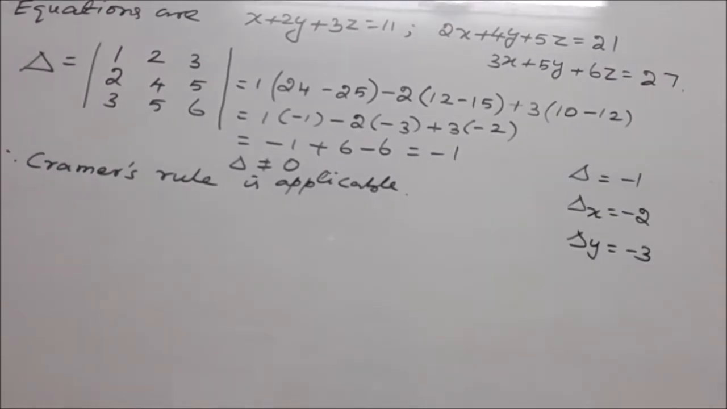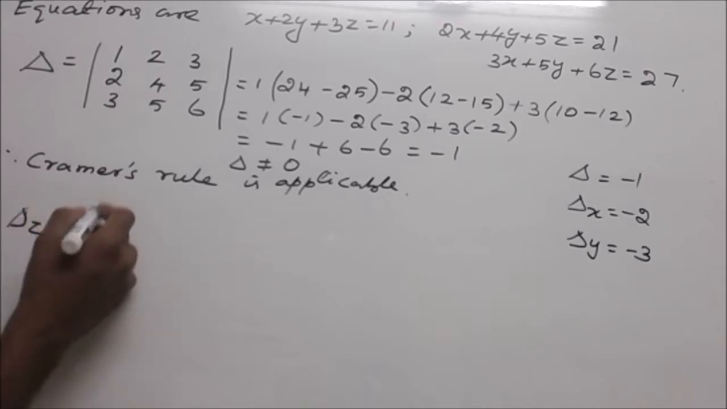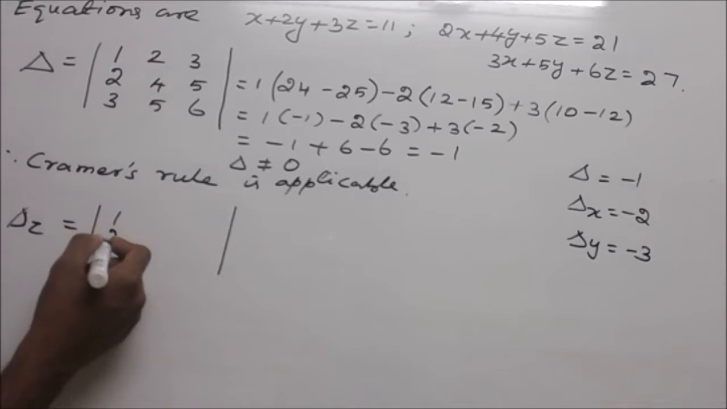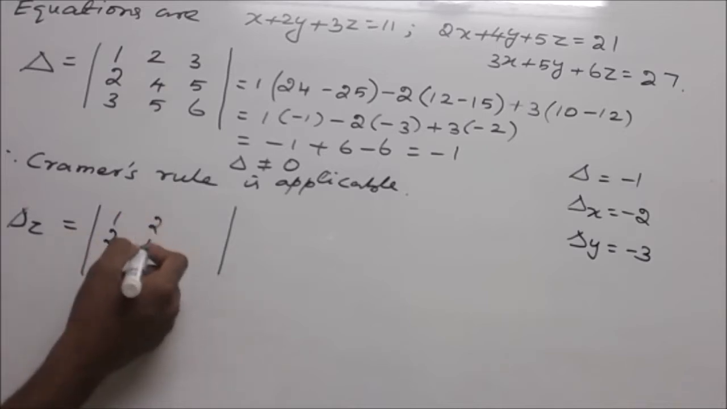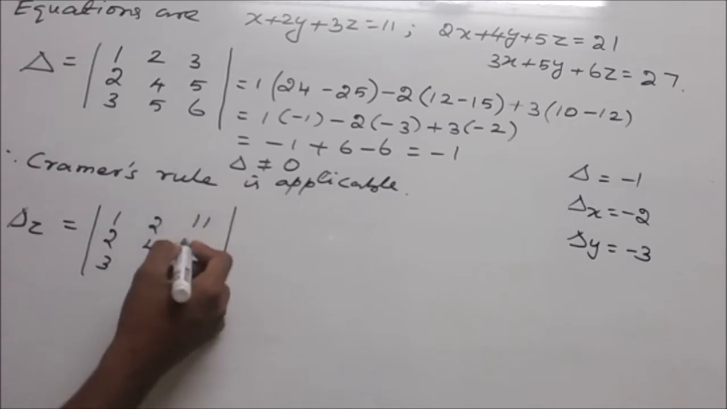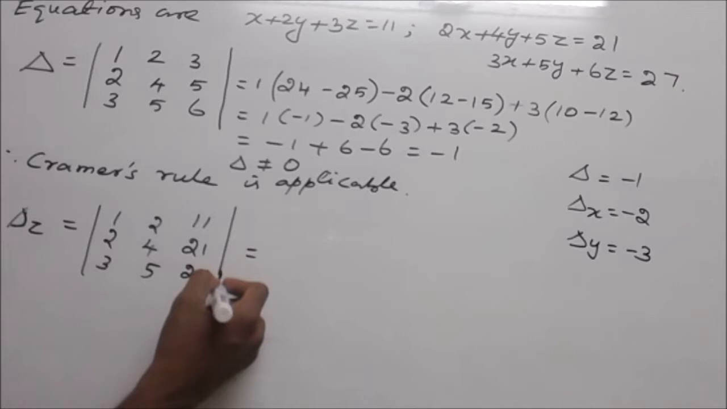How to find delta z? Delta z is equal to: replace the coefficient of z in delta by the constants. What are the constants? 11, 21 and 27. Now expanding here.